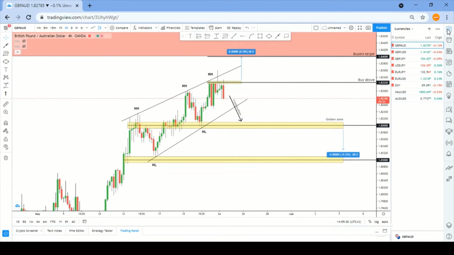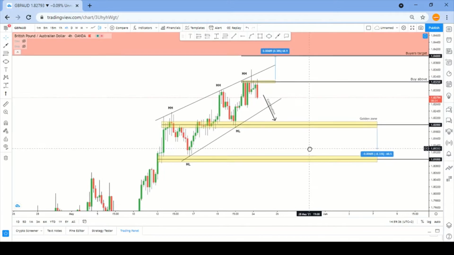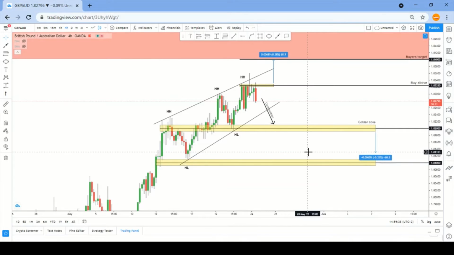So on GBPAUD, the first thing to see is we can see we're in a bullish channel. So I can see the pound is strong against the Aussie dollar, and anything above 1.83250 I'd look to buy, and I would target 184, which is a huge psychological level.